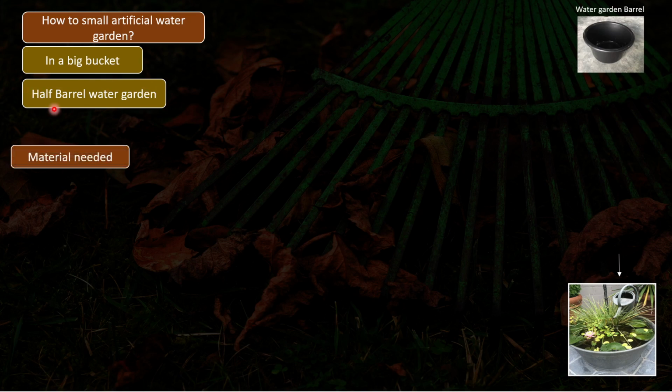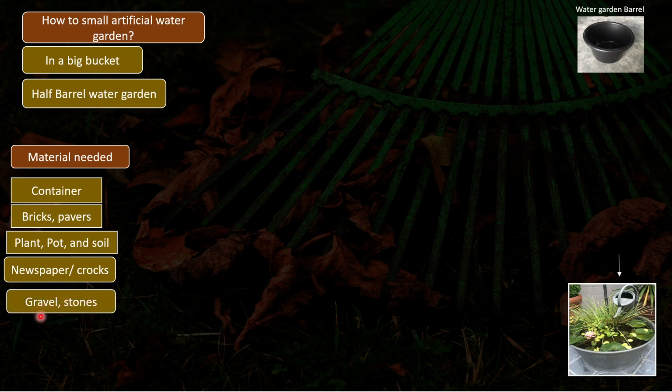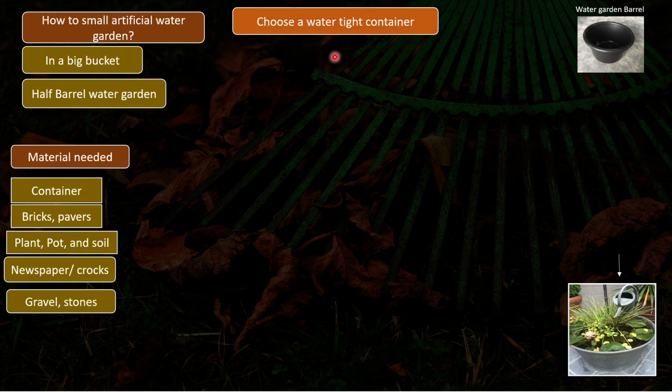So what are the materials that you will need? You will need a big bucket-like container. You will need bricks and pavers. You will need plant pots and soil, and you will need newspapers or crocks, and apart from that you might need gravel and stones. Right, now we look into the procedure. First, you need to choose a watertight container. Right, so you can choose this type of barrel, a tight container, a large one.